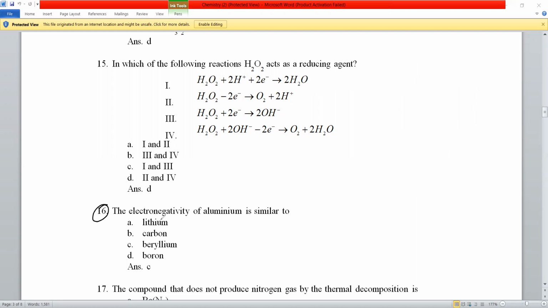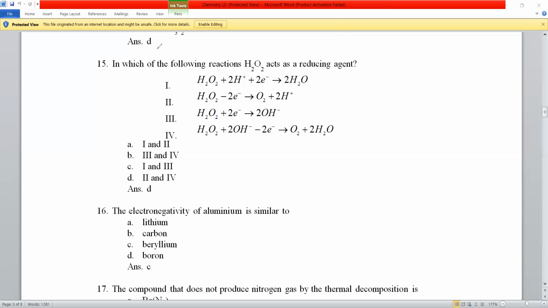Now question 16. The electronegativity of aluminum is similar to that of which element? We know very well lithium, beryllium, and under that, lithium, sodium, and beryllium, magnesium, and here boron, aluminium. They're asking which element's electronegativity is similar to aluminum. We have to check the diagonal relationship, students, which we have studied in periodic classification. So aluminum as well as beryllium have equal electronegativity, due to the diagonal relationship. So option C is the correct one.